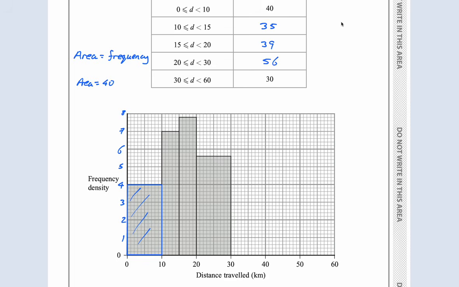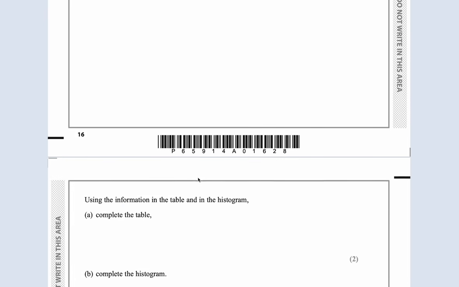Now, if you want to show what I did here, guys, you don't have to, but this is 5 times 7, this is 5 times 7.8, and this is 10 times 5.6. I'm getting the area.